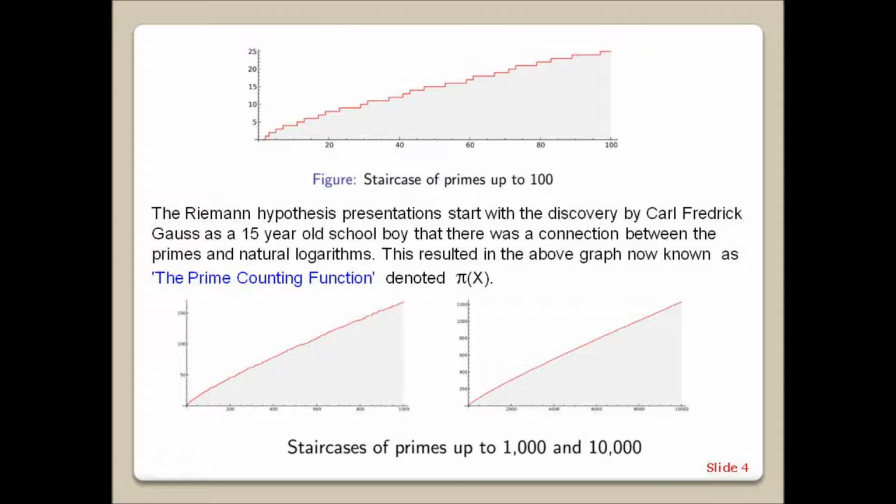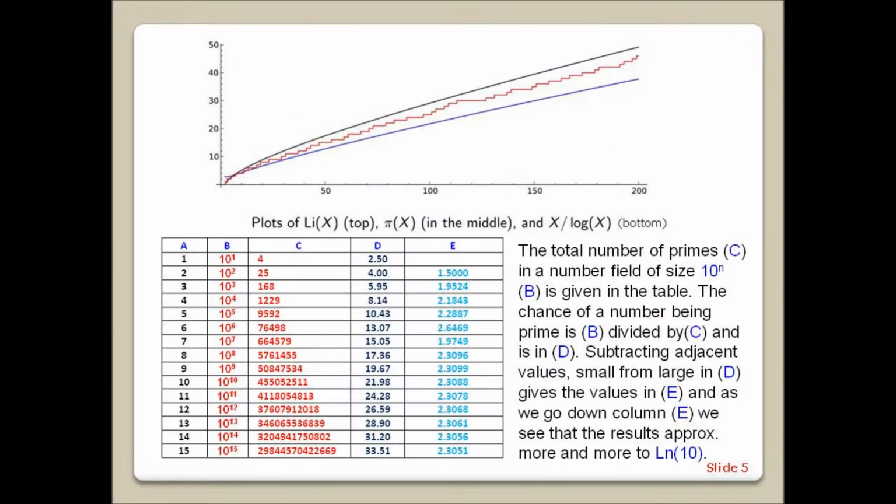Zooming out to ever greater values results in the waviness of the curve being smoothed out, as shown in the 2 graphs below. Gauss also generated 2 approximations for the prime counting function, and these are plotted, one above and one below the curve. It was conjectured that the ratios of the 3 would converge to 1, and which, having now been proved, has become known as the prime number theorem.